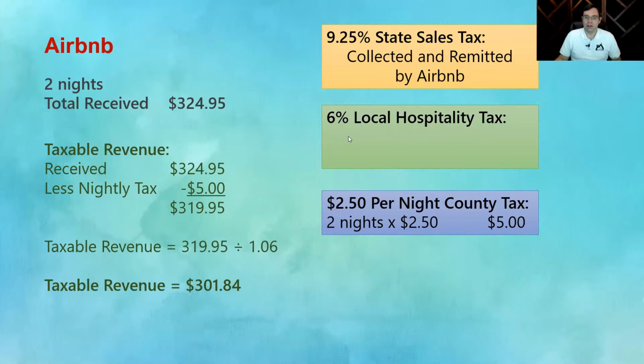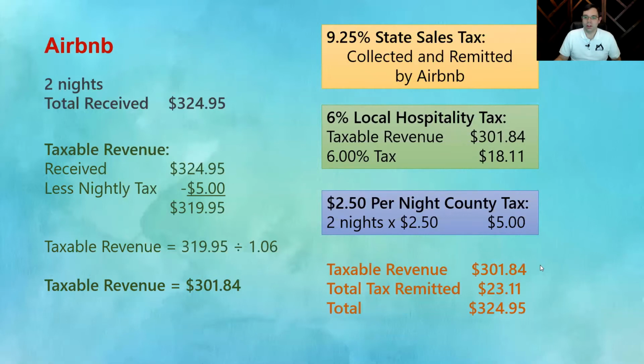So what I would do when I report my taxable revenue to this taxing authority, I'm going to say that I had $301.84 in income. They're going to charge me 6% on that. 6% of $301.84 is $18.11. And then when we work it all out, okay, here's my taxable revenue. That's my income, my money that I got from the guest. The total tax that was charged was this $18.11 and the $5. So that's a total of $23.11 was tax. And so if I add that up, I get my $324.95, which is how much that I received for this booking.